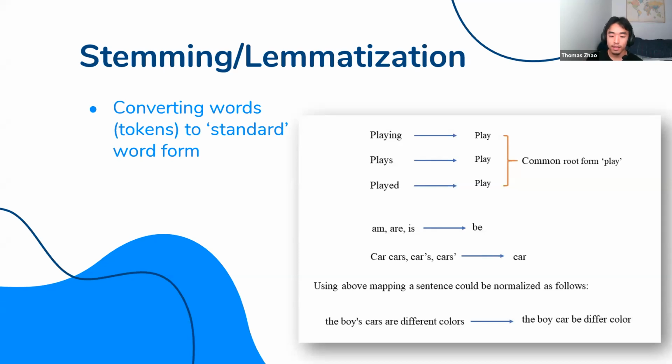And lemmatization goes farther than stemming. You're not just removing the suffix. Am, are, is, they're all forms of the verb be. And so you're just standardizing these words. This is what stemming and lemmatization is. You can see the example at the bottom here, the boys' cars are different colors. After lemmatizing it, it becomes the boy car be different color. So this standardization is also necessary to getting computers to understand words.